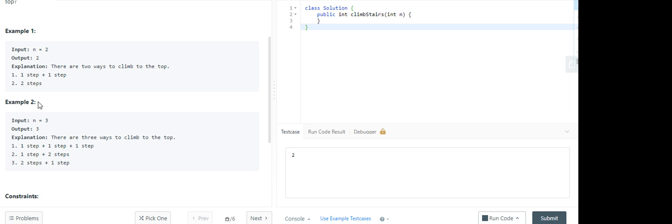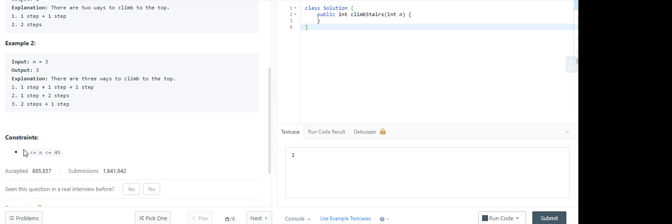Now look at example 2. Input n is equal to 3, output is 3. Explanation: there are 3 ways to climb to the top. How? You can just jump 1 step at a time, so 1 step plus 1 step plus 1 step. Otherwise, you can jump 1 step and then jump 2 stairs, so this is another way of reaching that stair. And then at the initial step itself, you can jump 2 steps and then climb 1 stair. So by this also you can reach the top. So there are 3 different ways by which you can climb to the top.